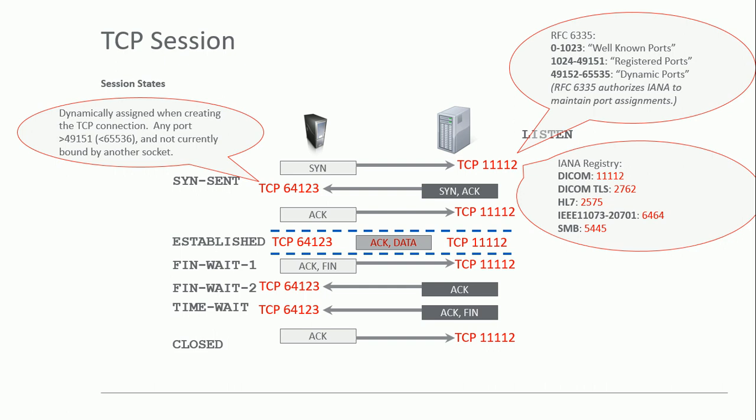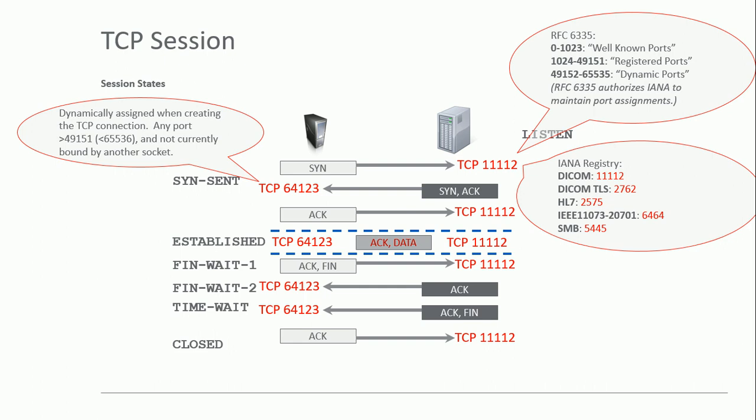It's important to note that the payload, if I'm sending a file from my client to my server, the payload of that file is only going to 11112. That's the bulk of my traffic. It's usually only acknowledgments and control messages that are flowing back to the initiator of the connection.